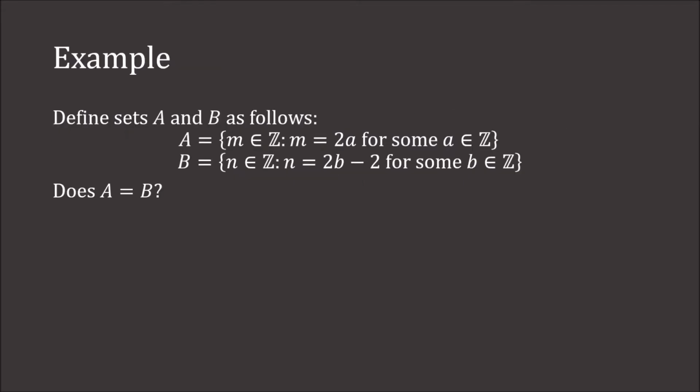So we have two sets here. A is the set of all integers m, such that m is 2 times a for some integer a. The set B is the set of all integers n, such that n is 2b minus 2 for some integer b. And the question is, does A equal B?